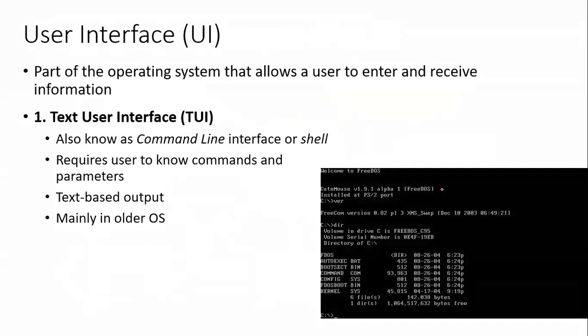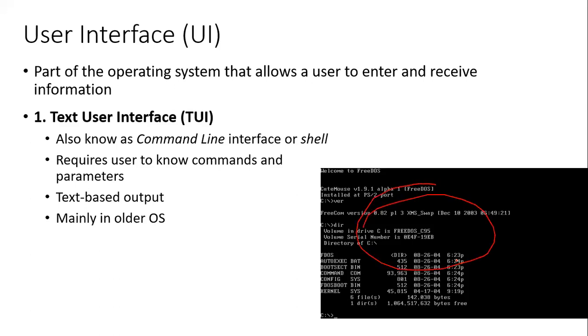We'll start with the text user interface, which we usually call a command line interface, or a shell on Linux or Mac. It's just a black screen like this, and we can input only text, usually commands. These commands are very short, in the form of English words. After typing something, we'll get some sort of output.